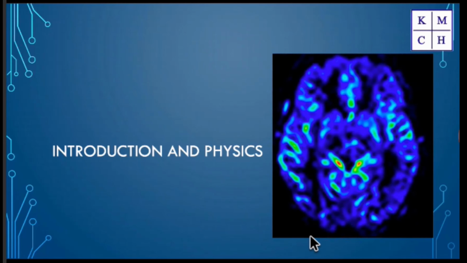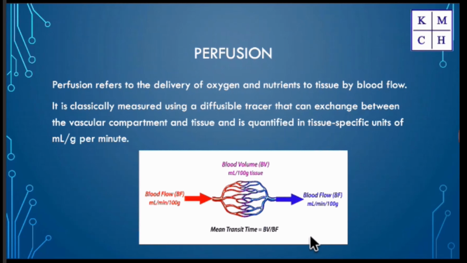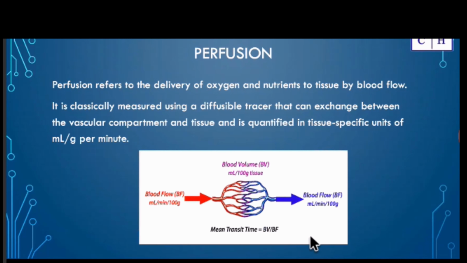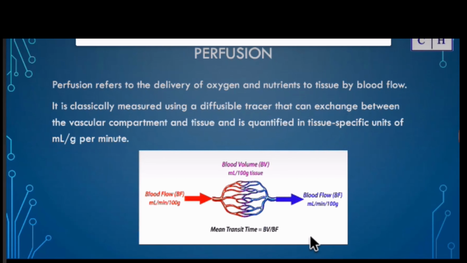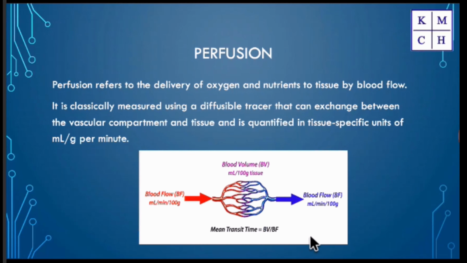Coming to the introduction and physics, any kind of perfusion is basically what is happening at the capillary level. How can we measure the blood flow to an organ of interest and the blood volume that is there? The easiest analogy for us to understand would be like soaking a sponge in water, and how much the sponge is able to hold the water, and that would be the blood volume that is there.